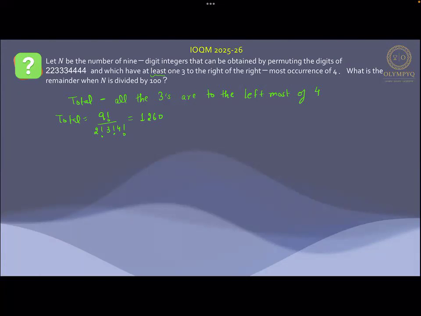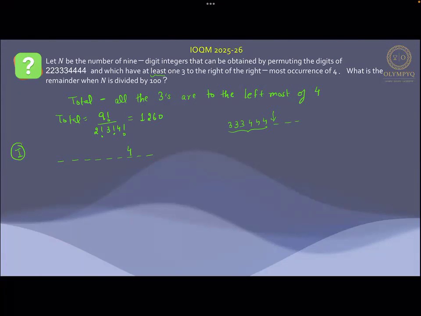Now, we need to find the numbers in which all the threes come to the left of 4. If we have a 9-digit number with places 1, 2, 3, 4, 5, 6, 7, 8, and 9, all the threes have to come before the last 4. So 3 times 3 is going to come over these places, and 3 times 4 is going to come at these places. After that, the rest will happen. This means the first 6 places at the least are occupied, so the last 4 can come at the 7th place at the earliest. So this is case number 1.